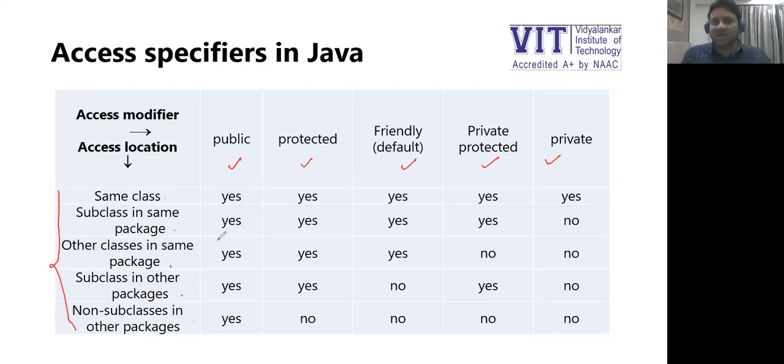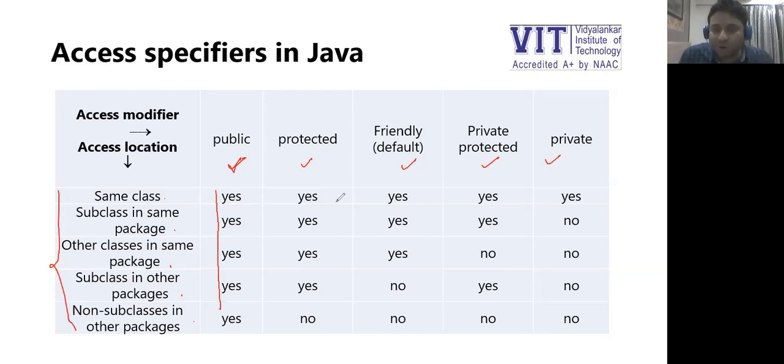So if there is class A and I declare a member as public in class A, then it will be accessible in class A. It will be accessible in subclass of class A of the same package, non-subclass of class A of the same package, subclass of class A in other package, non-subclass of class A in other package. So basically accessible everywhere. So if you declare a member as public, it is accessible everywhere.